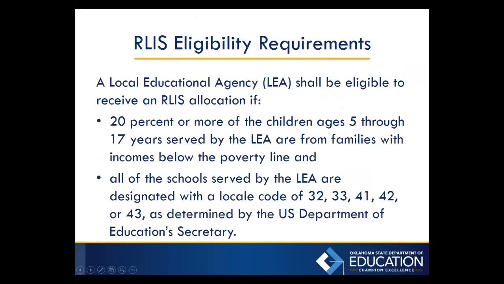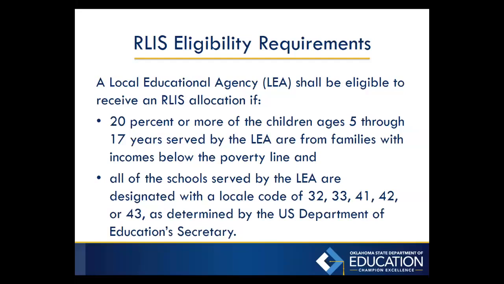An LEA shall be eligible to receive an RLIS allocation if 20% or more of the children ages 5 through 17 years served by the LEA are from families with incomes below the poverty line, and all of the schools served by the LEA are designated with a locale code of 32, 33, 41, 42, or 43, and that is determined by the U.S. Department of Education Secretary.